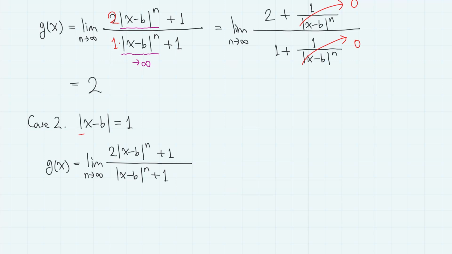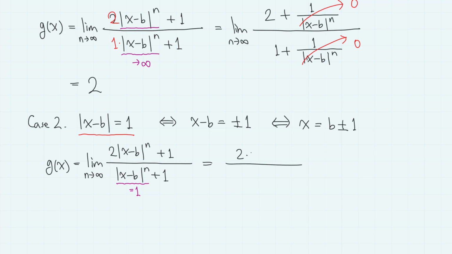Next case, absolute value of x minus b is equal to 1. This is equivalent to x minus b is equal to plus or minus 1. Hence, x is equal to b plus 1 or b minus 1. In this case, absolute value of x minus b to the nth power stays at 1. Hence g(x) equals just (2 times 1 plus 1) divided by (1 plus 1), which gives 3 over 2.